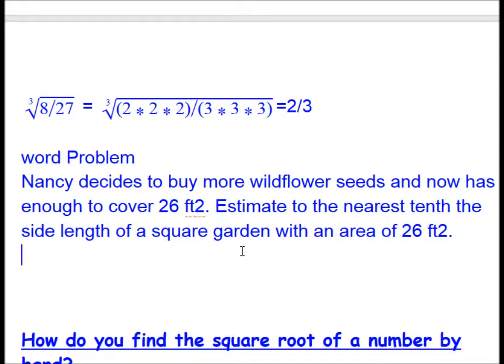So what we can do is let L be the length of the garden. Length multiplied by length will give you the area of the square garden, which is L squared.